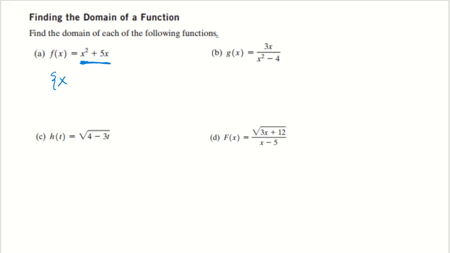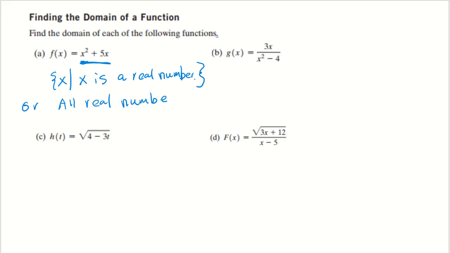You can write it in a set like this. It's all such x that x is a real number. Or you can say the domain is all real numbers. Or if you want to represent it in the interval notation, that will be from negative infinity to infinity. Okay, so either way.